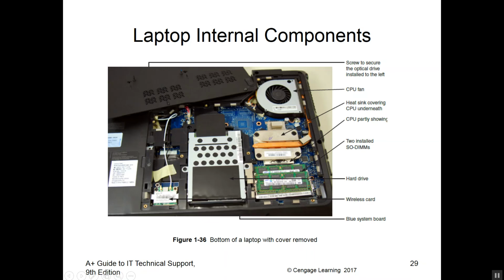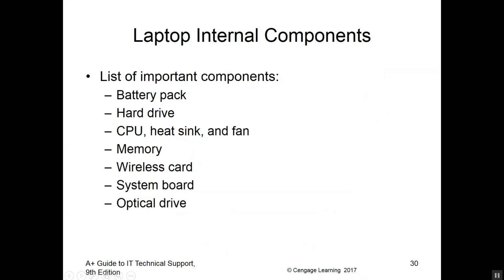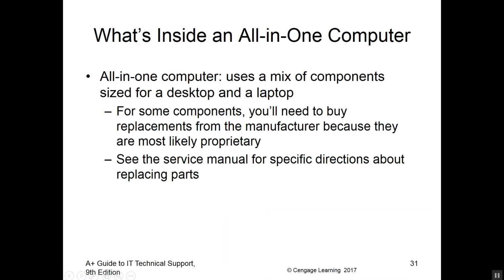All right, there's a heat sink here. Actually, the motherboard's here, or the CPU's here. You can partly see it here. And the fan is over here. So it's working in tandem between the heatsink and the fan. Now, some important components in a laptop: battery pack, hard drive, CPU, heatsink and fan, memory, wireless card, system board, and optical drive. We don't always see optical drives anymore. An all-in-one computer uses a mix of components sized for a desktop and a laptop.